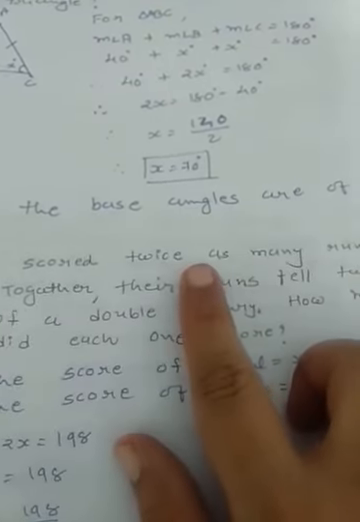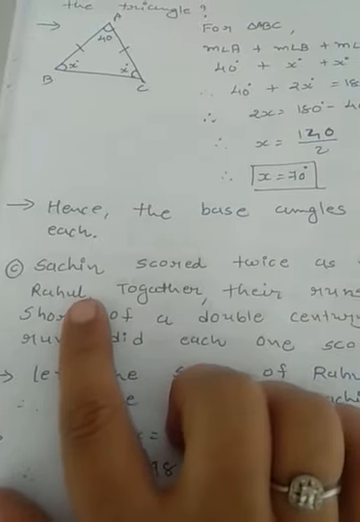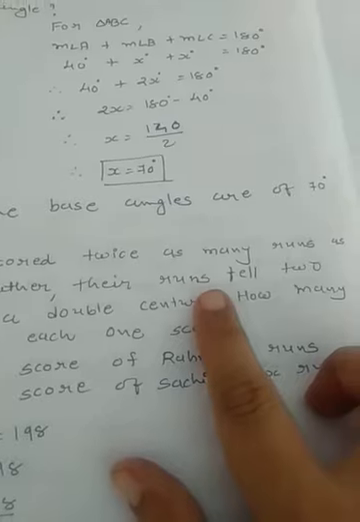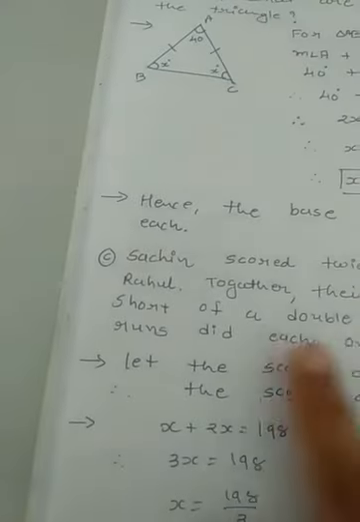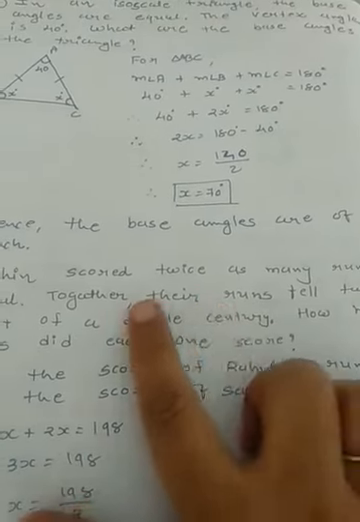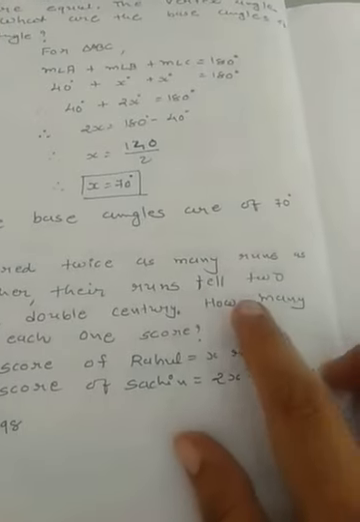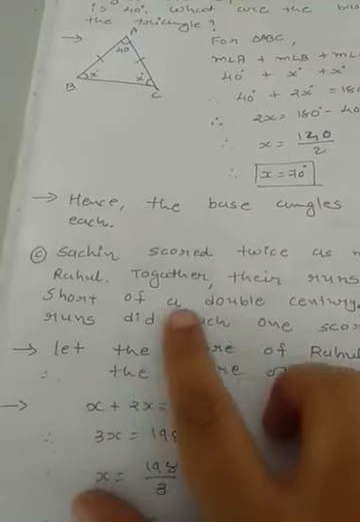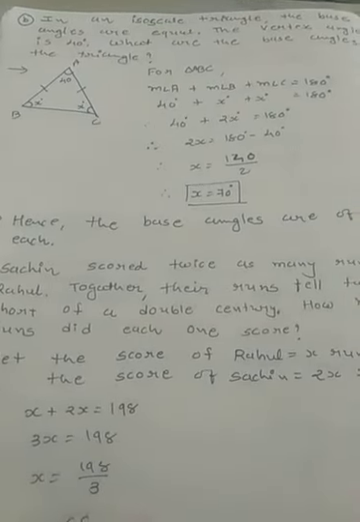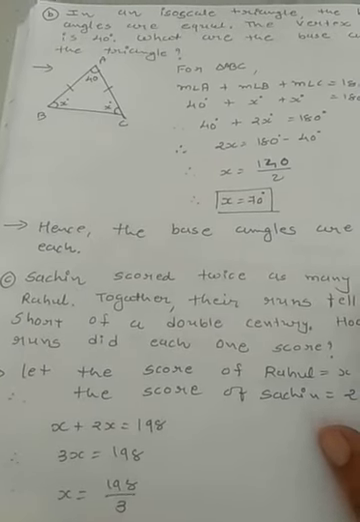Sachin scored twice as many runs as Rahul. Together their runs fell 2 short of a double century. Together means if we add their runs, what do we get? Fell 2 short of a double century means 2 less than a double century. Double century means 200, and 2 less than that is 198.